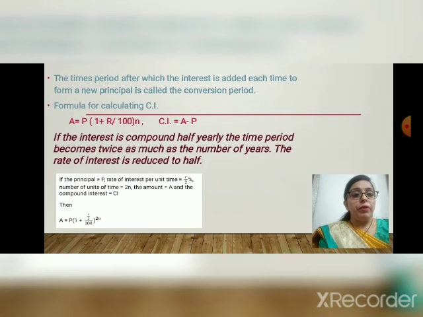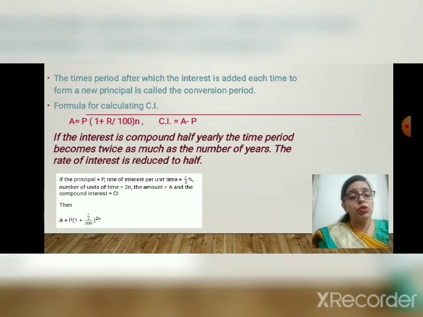The time period after which the interest is added each time to form a new principal is called the conversion period. The formula for calculating compound interest: first we calculate the amount, that is principal into bracket 1 plus rate percentage upon 100, to the power n, where n is the number of years. Then we can find the compound interest, that is amount minus principal.